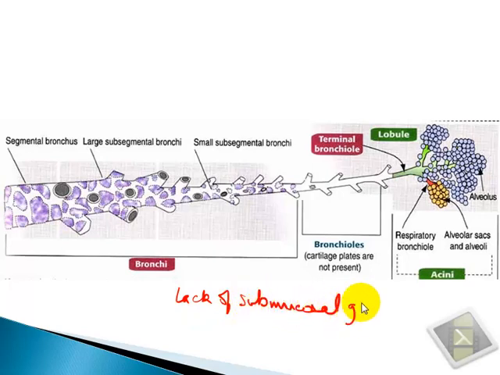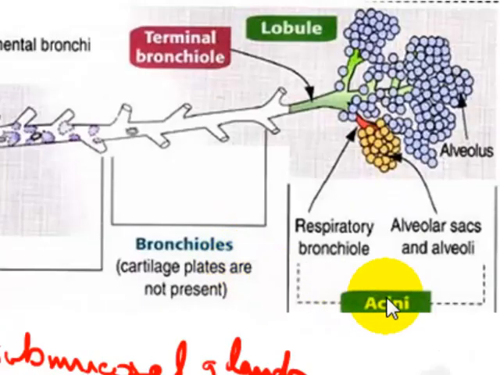submucosal glands. Yes, right. So these submucosal glands are missing after the bronchi, and this bronchi further divides into a terminal bronchiole, which has a respiratory bronchiole, and finally they get divided into these smaller air holes which are called alveolar sacs and alveoli.